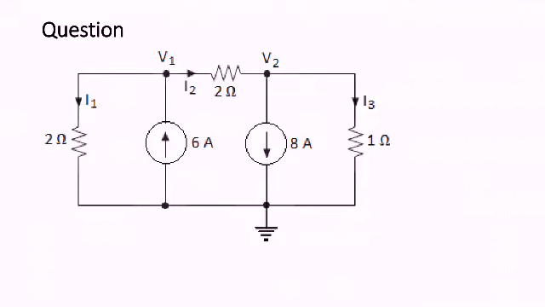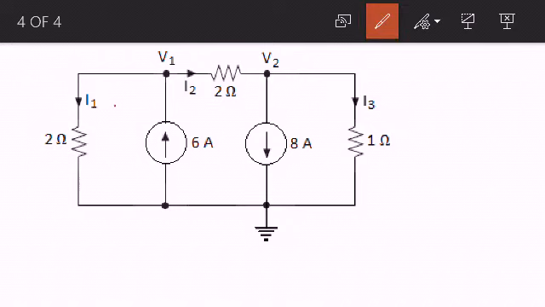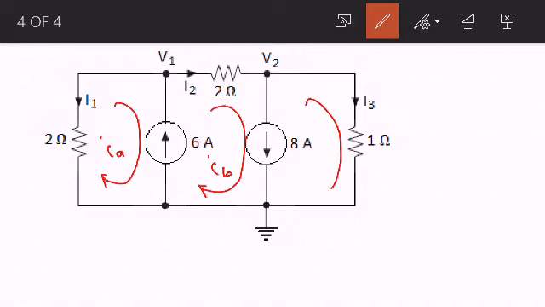In this particular circuit, we want to find the mesh, the current in each arm, that is I1, I2, and I3, using the mesh analysis. Now, according to mesh analysis, we take a mesh loop current. Let's say the loop current here, let's call it IA. Let's call the loop current here IB. And let's call the loop current here IC.